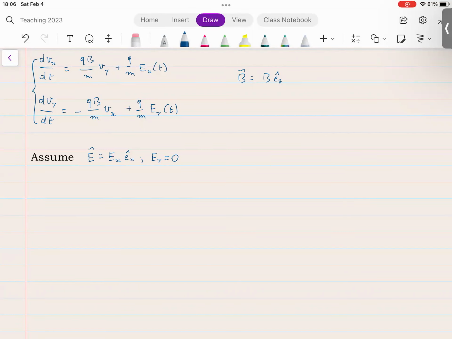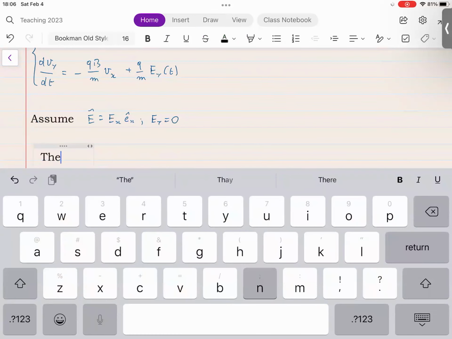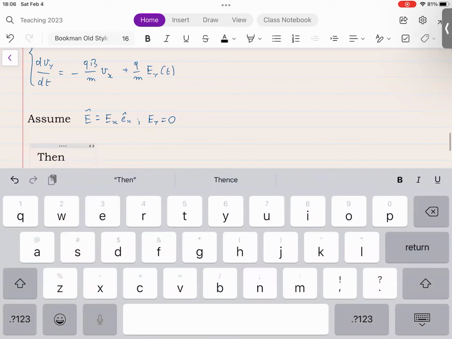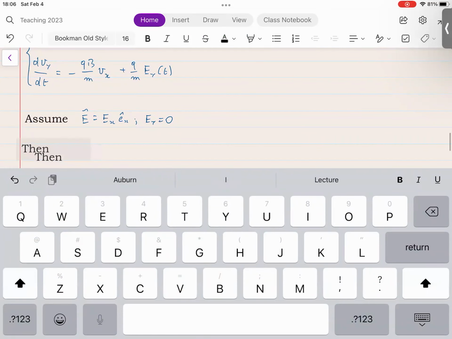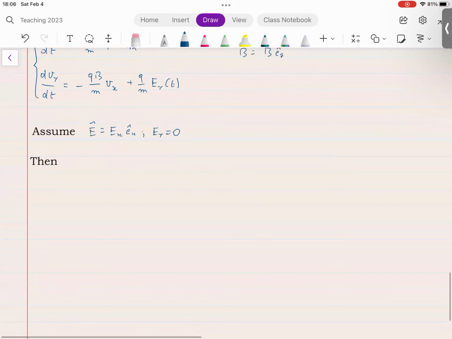Let me just try one more step, and then we'll have to close it for today. I was hoping to get to the end of this. Going through the details of the derivation was actually more time consuming than I expected.